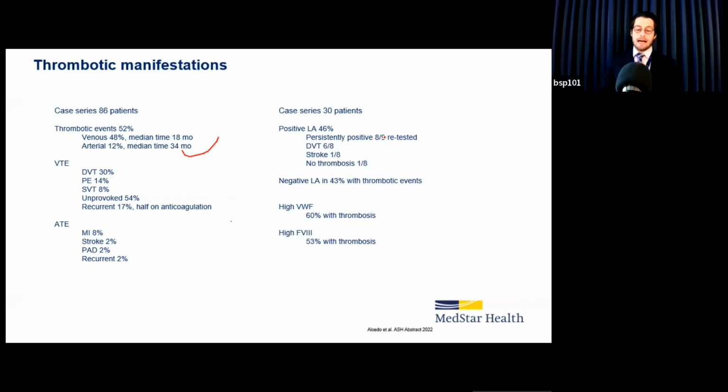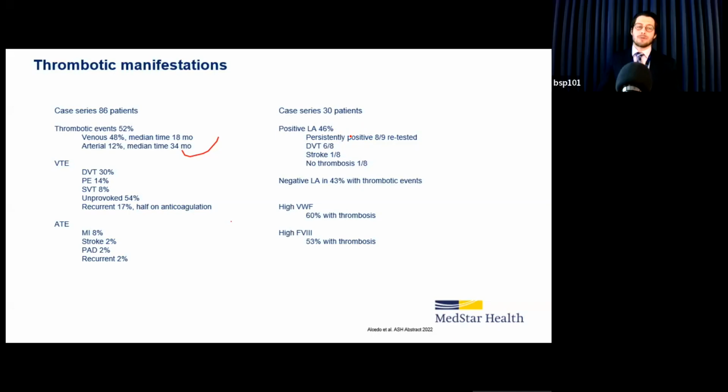And among these, 9 were retested, and the lupus anticoagulant was persistently positive in 8 of them. So if you are familiar with antiphospholipid syndrome, this is the criteria, right? You have a thrombotic event, and then you test for lupus anticoagulant, and it's persistently positive. But this story should remind you of what happened with COVID in the past few years.